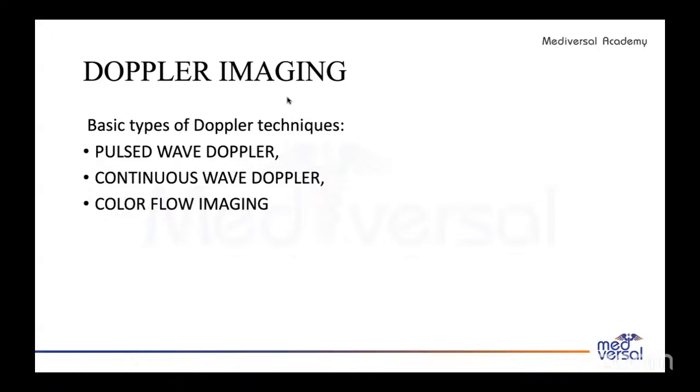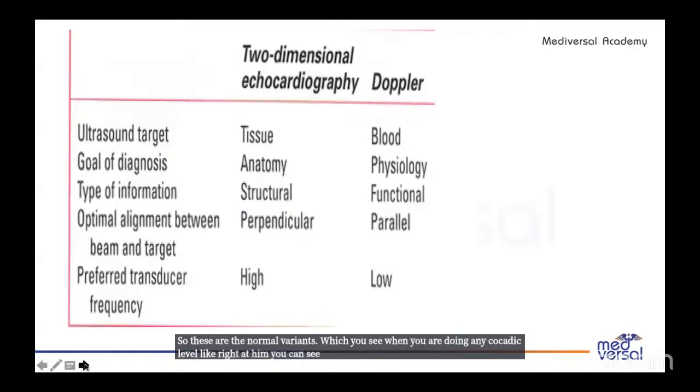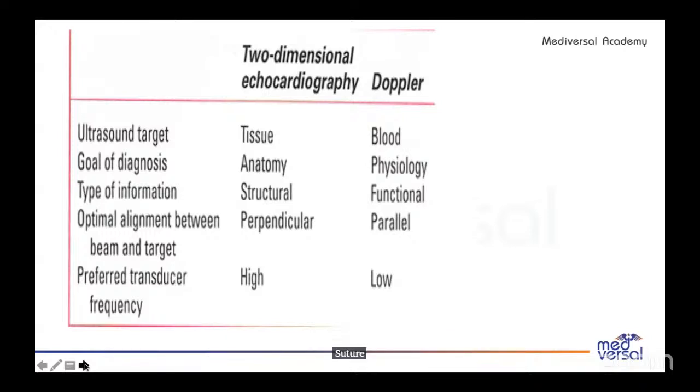So these are the normal variants which you see when you are doing an echocardiography. In the right atrium, you can see the Chiari network, Eustachian valve, and crista terminalis. This we can show you while we are doing the left atrium. What are the normal variants? These are seen in normal people: suture lines, fossa ovalis, calcified mitral annulus, coronary sinus. So all these things are seen.